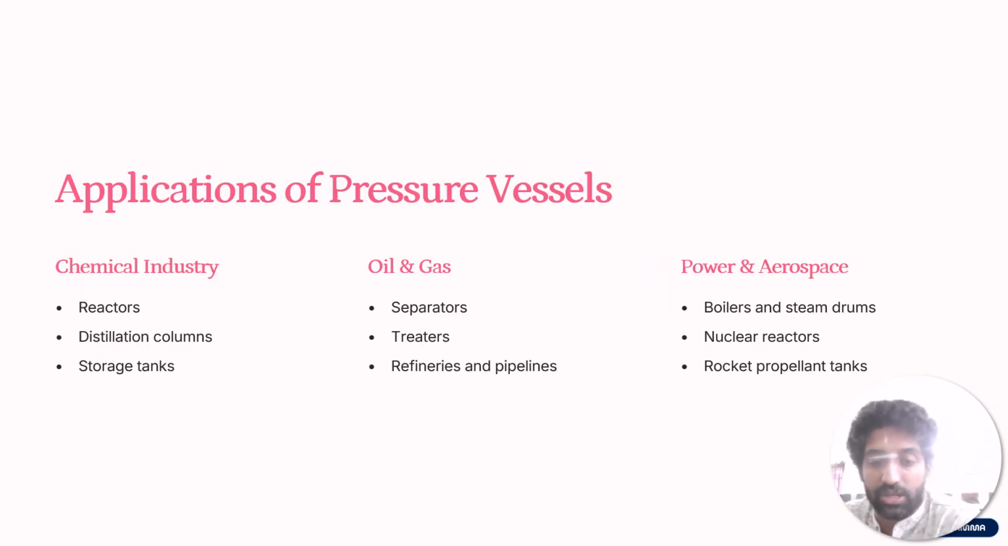What do we use them in? Reactors, like nuclear plants, distillation columns where we distill the fuel, storage, chemical industries, oil and gas as separators, refineries, pipelines, power, and aerospace. We know that our aircraft is nothing but a pressure vessel. It is a controlled pressure vessel, but with flow, so you can say it's an open pressure vessel. Also nuclear reactors and rocket propellant tanks, like those used for rockets. So these are some places where we can use them.